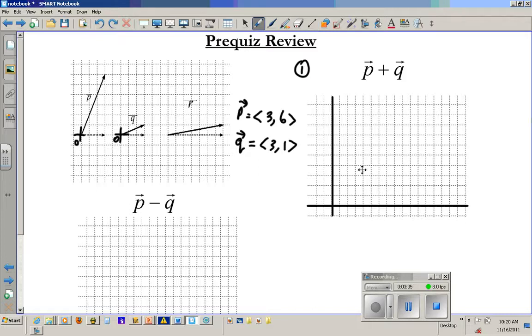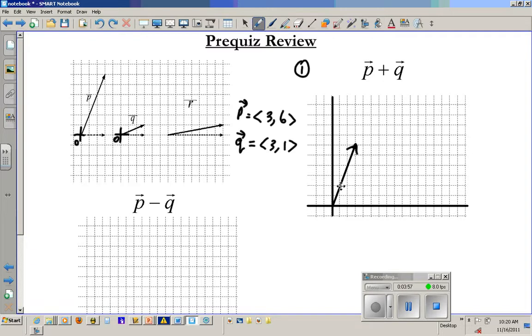All right, let's draw vector P. Vector P is 3 to the right, 1, 2, 3, and 6 units up: 1, 2, 3, 4, 5, 6. Boom. Please, please, please do not draw line segments. You have to use directed line segments, or make sure you have an arrow, okay? Arrows are critical here, to indicate the direction.